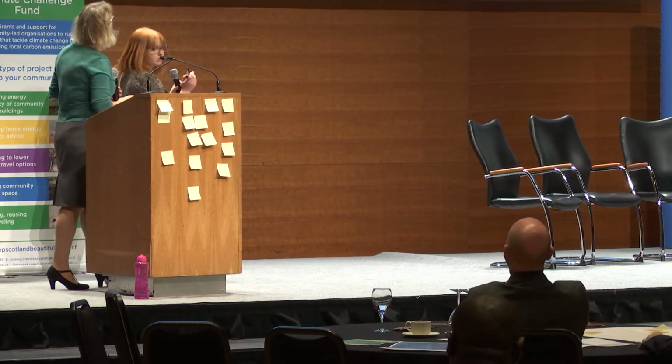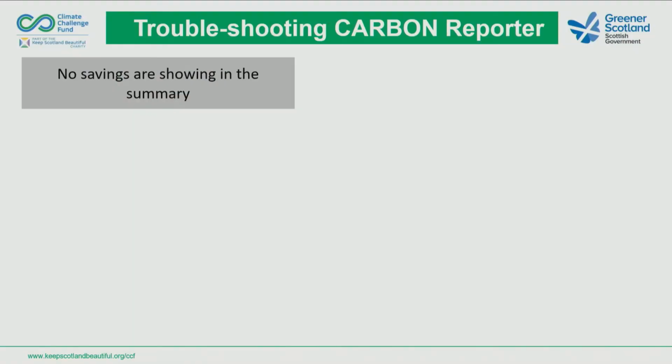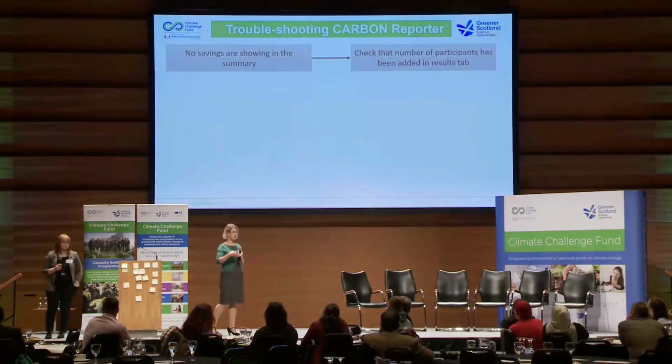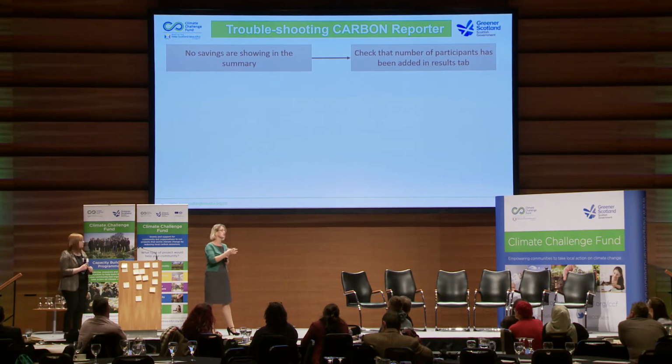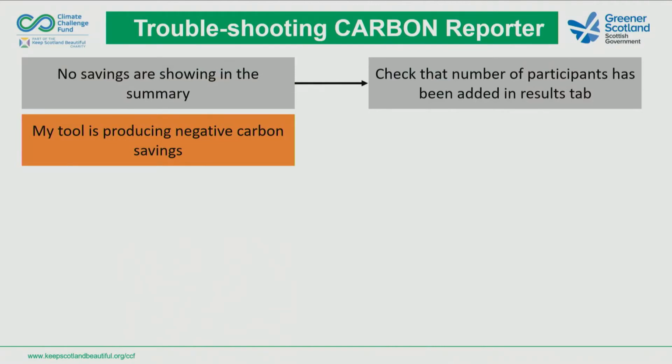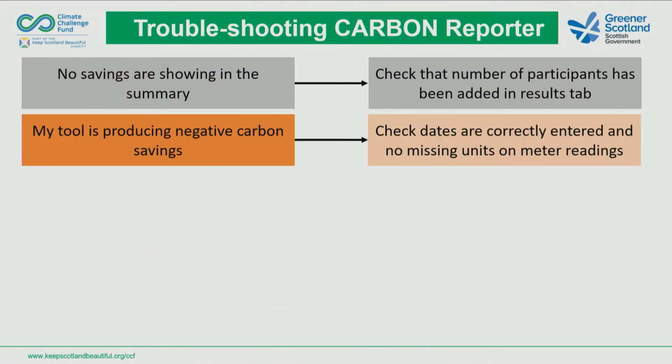We thought we'd do a very quick troubleshooting. If you find no savings are showing in the summary sheet, make sure that you have put the number of participants in the results tab that you're using. So if you haven't put how many participants you've got in the project, this is your population, it won't calculate anything.